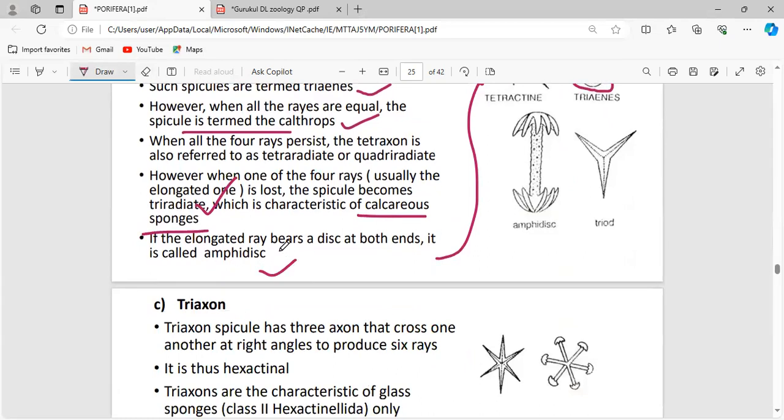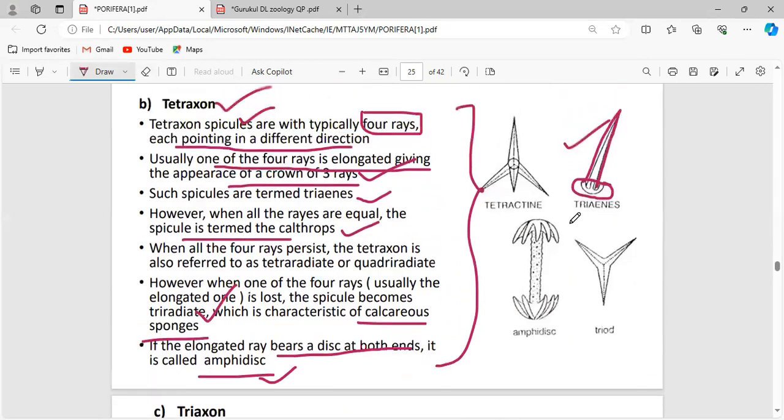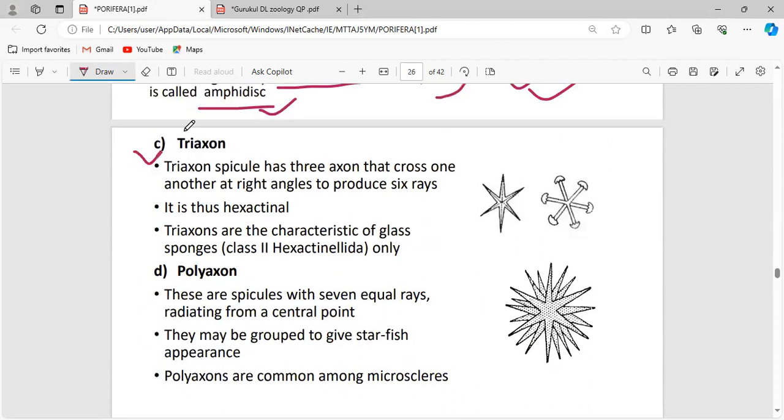If the elongated ray bears a disc at both ends, it is said to be the amphidisc, like this. It has the disc-like structures at both the ends, so it is called the amphidisc. Clear? Next, triaxon. If the spicule has three axes, then it is said to be the triaxon.